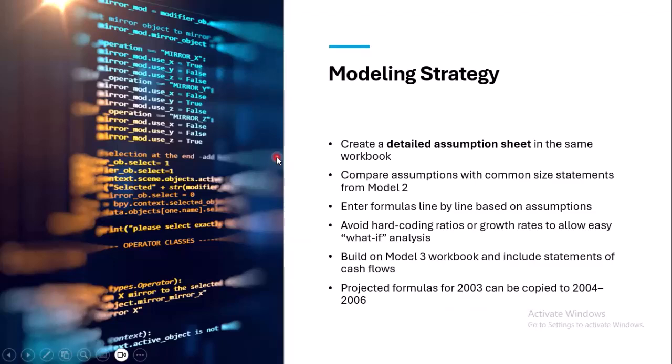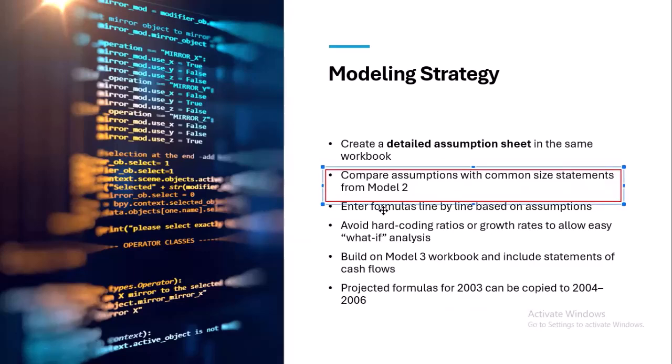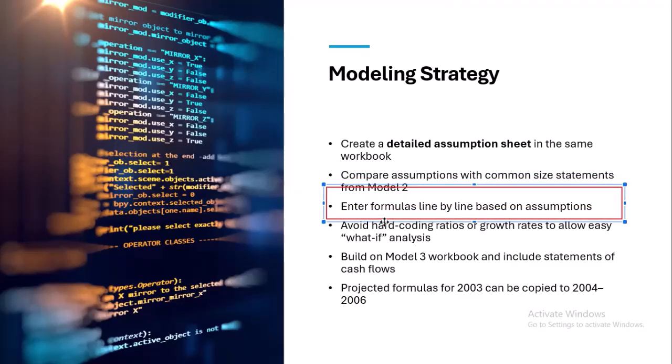So we're going to create a detailed assumption sheet in the same workbook. We're going to compare our assumptions with the common size statements from model 2. It's the common size statement that generally will help us see what we can forecast or estimate from sales. And we'll enter formula lines based on assumptions.